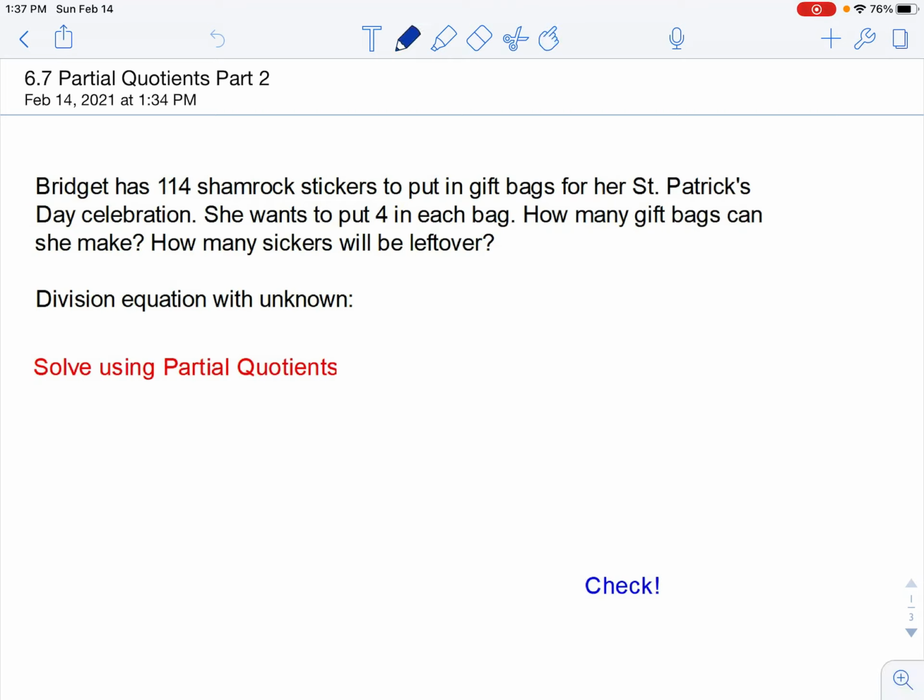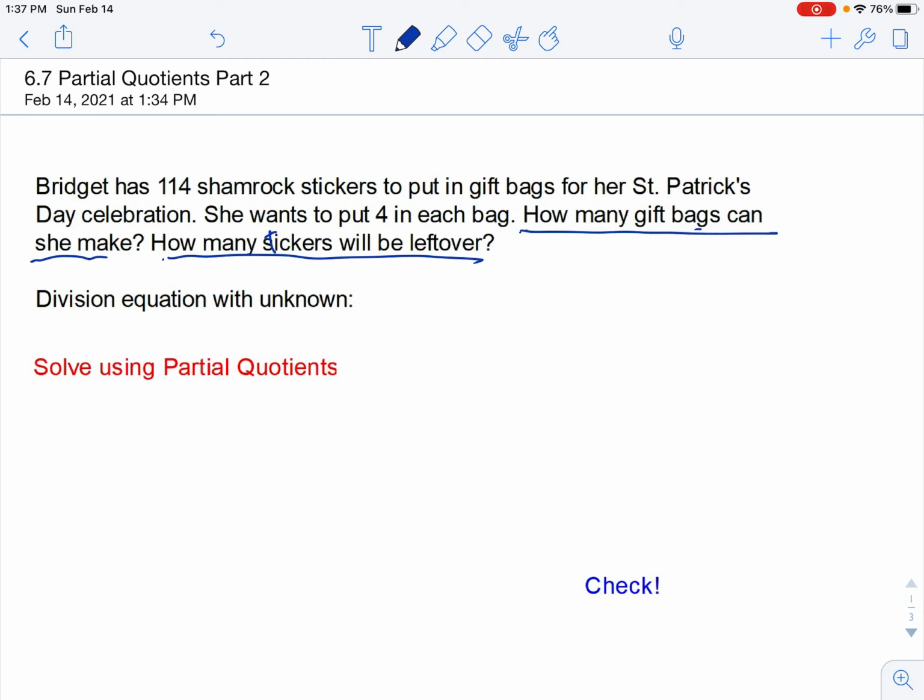Oops, that has a typo. We should have a T in there. So let's go ahead and underline our questions here. Spot them with me. How many gift bags can she make? And how many stickers will be left over?